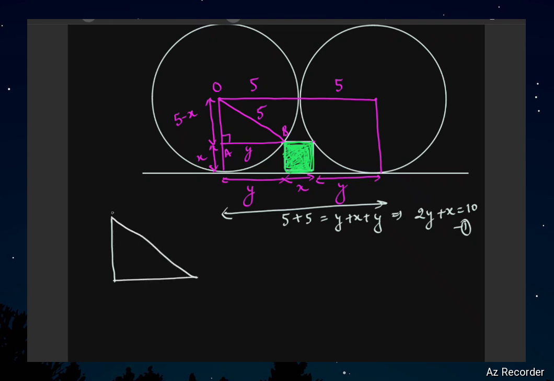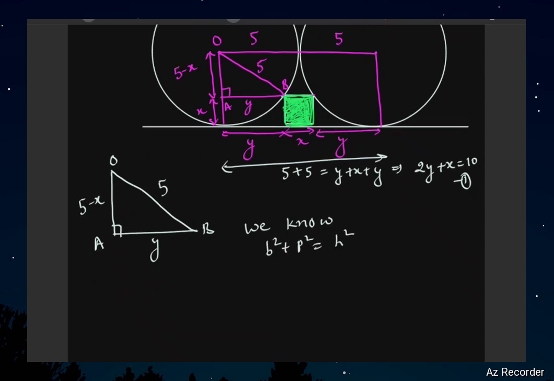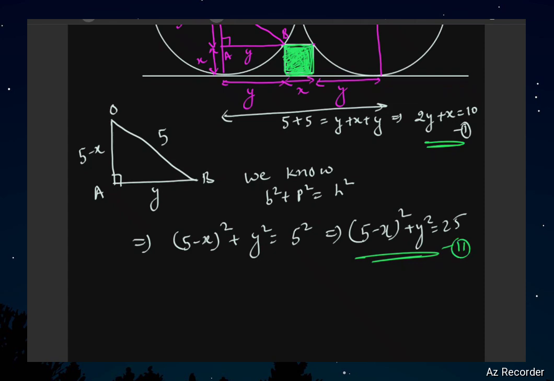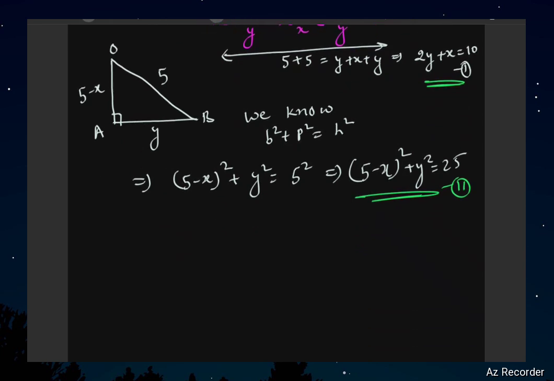So this is the right angle triangle, this is O, this is A, this is B, this is 5, this is y, this is 5 minus x, and we know base square plus perpendicular square equals hypotenuse square. So that means (5 minus x) whole square plus y square equals 5 square, which is 25. All right, so these are the two equations. Equation 1 is here, and equation 2 is here. We need to solve these two equations to get the values of x and y, where x is the side of the square.